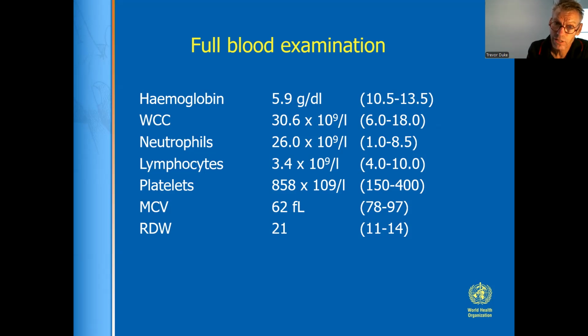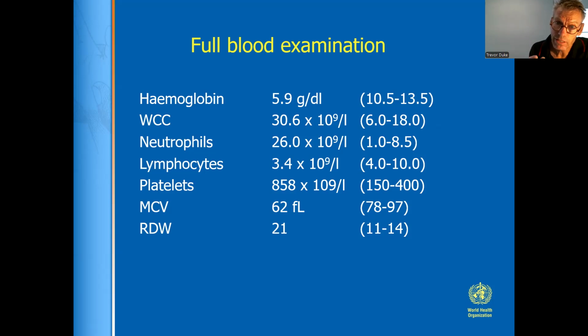His lymphocytes were 3.4, so a little bit on the low side. That's not uncommon when you've got a child who's got a severe infection of some sort. Often lymphopenia occurs early on, but doesn't persist. It usually resolves.